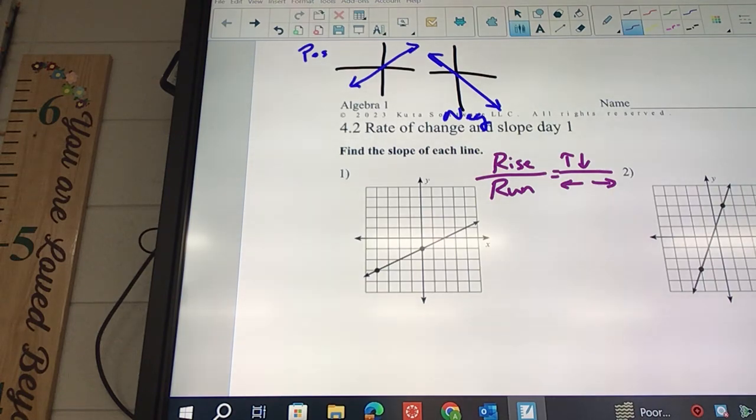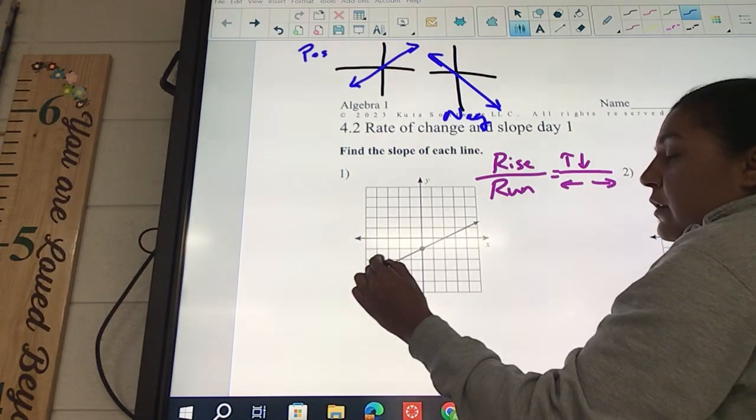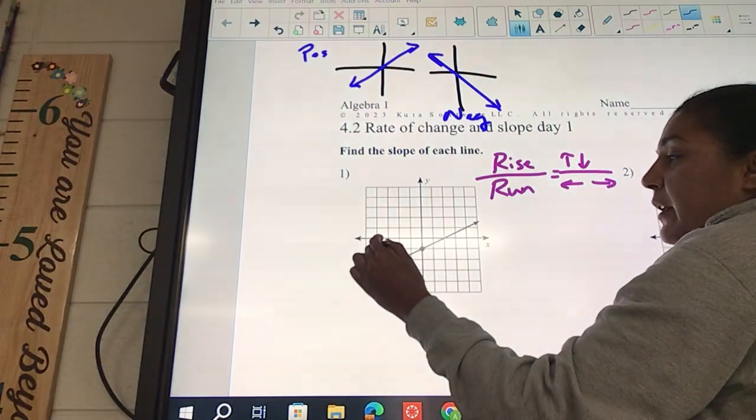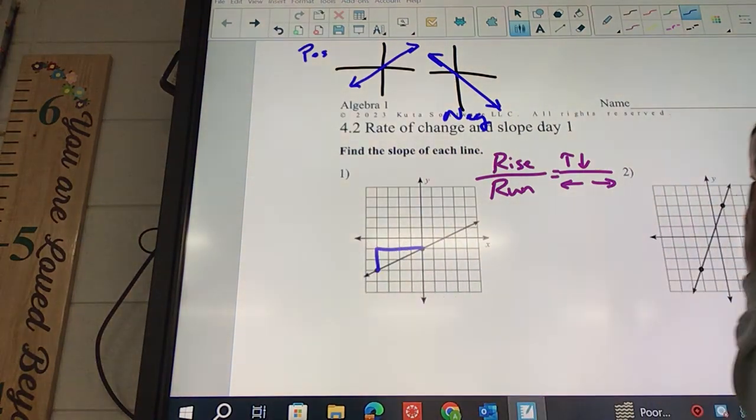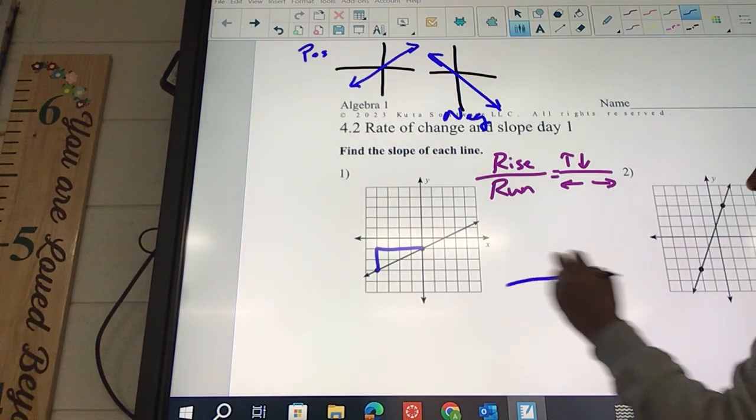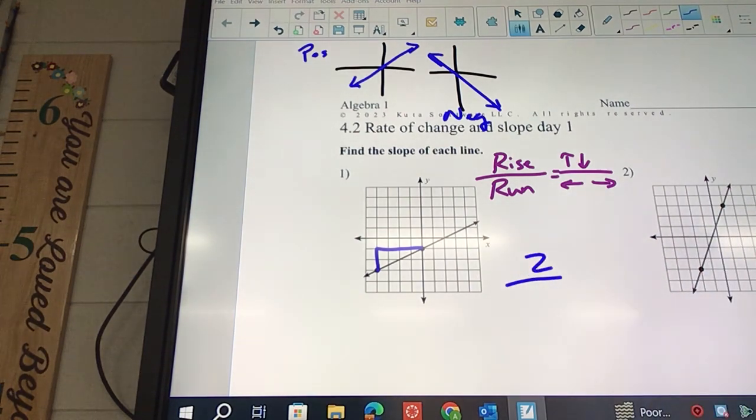Okay, so I always count from the lowest dot to the highest dot, and we're going to go up. So how many do you have to go up? How many do you have to go over to get to this dot? We're going to go up how many? 2. And we're going to go over how many? 4.